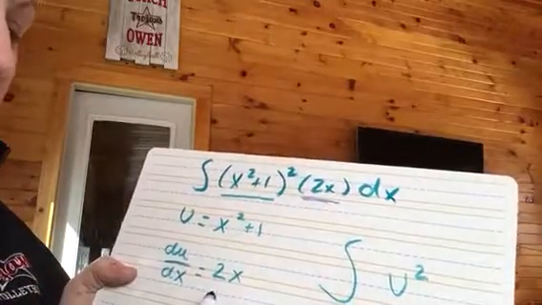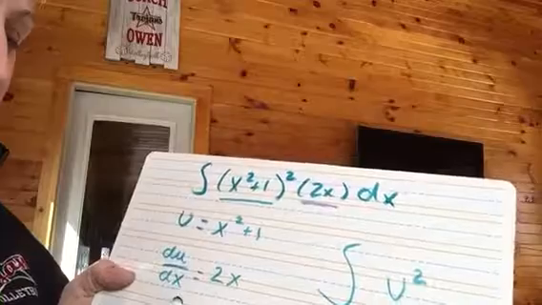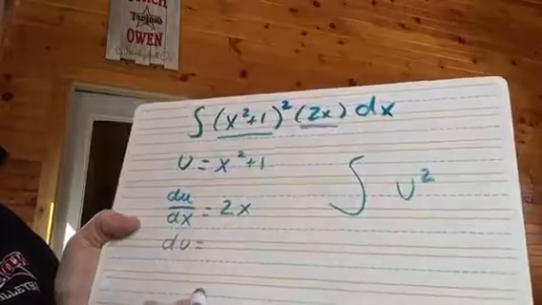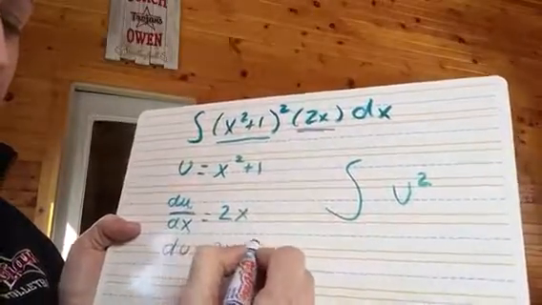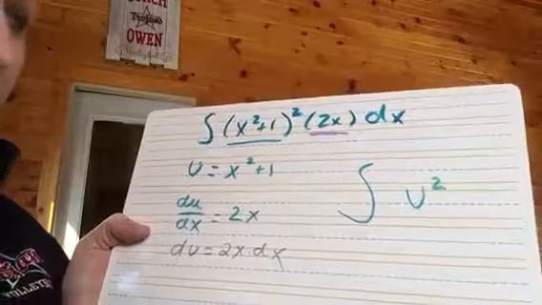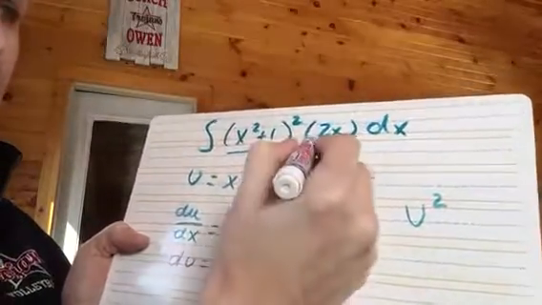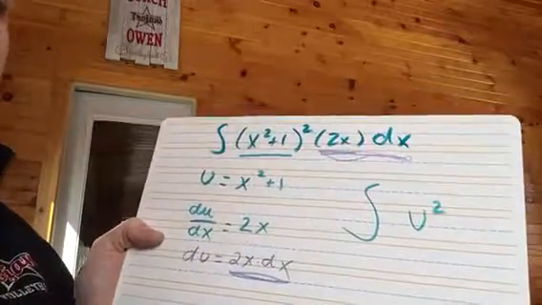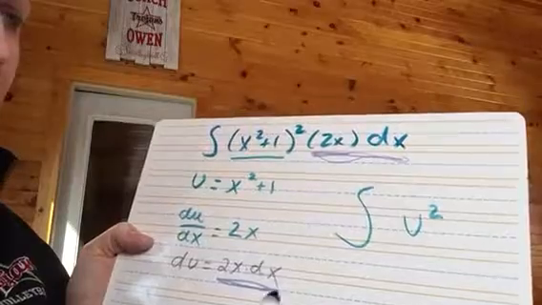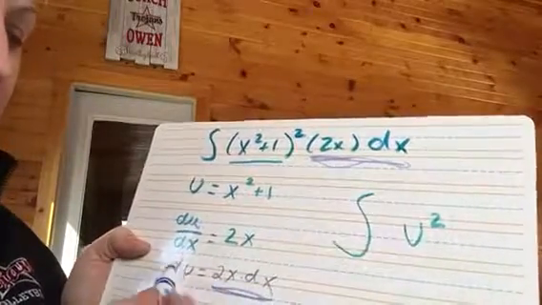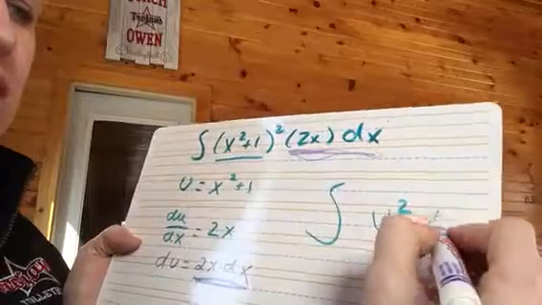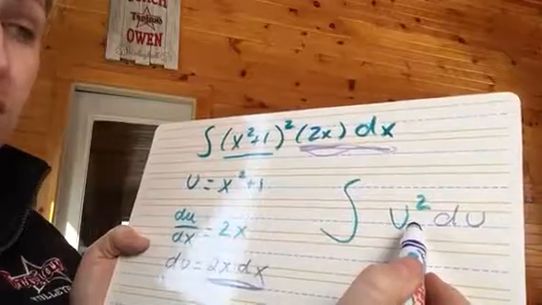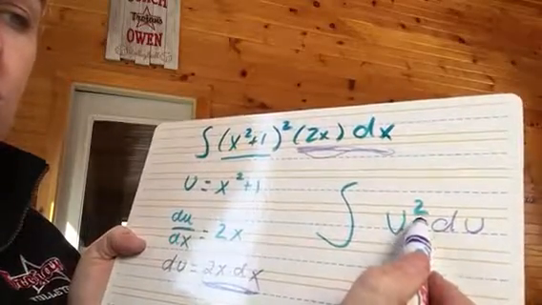We're going to do a little rewriting right here. We're going to move this dx to the other side, so we're going to write du is equal to 2x times dx. Now this is exactly what I have written up here in my original integral. So now I can make an additional substitution in my integral. I can replace all of my 2x dx with what that's equal to, which is du. Now I have a really simplified integral: the integral of u squared du.